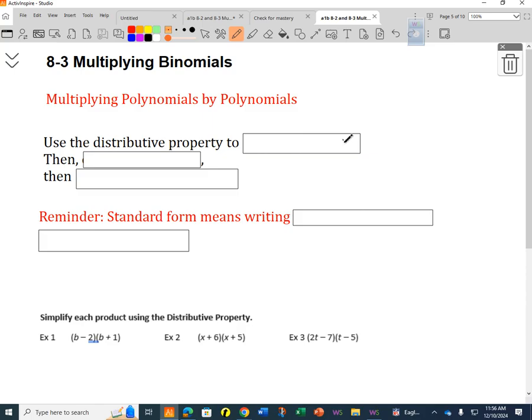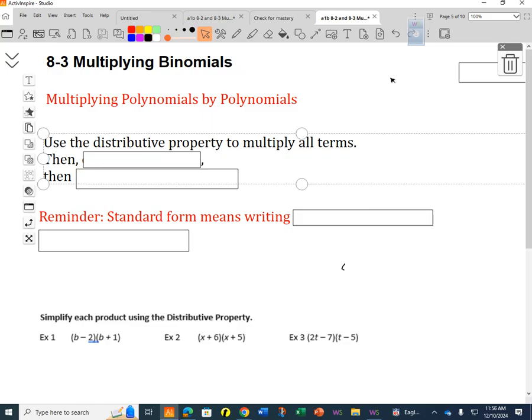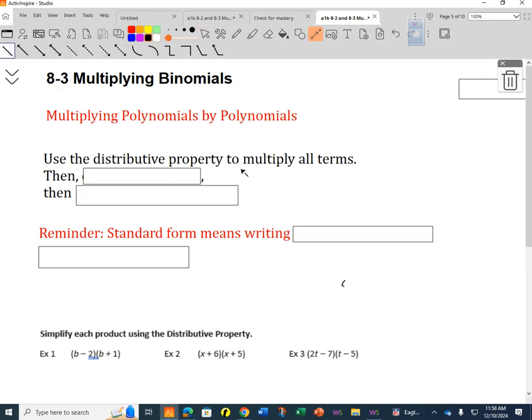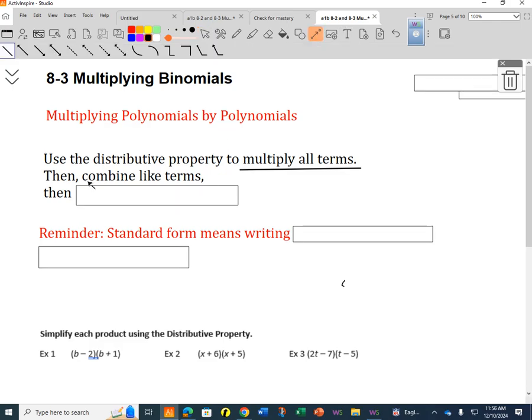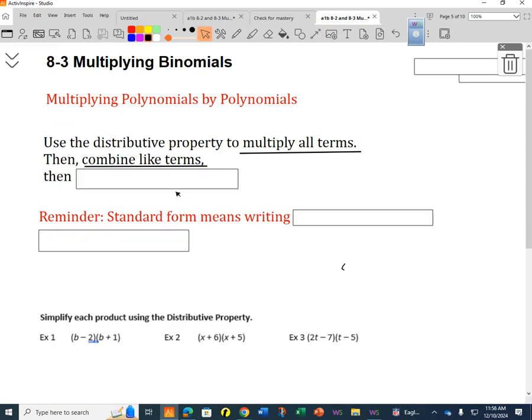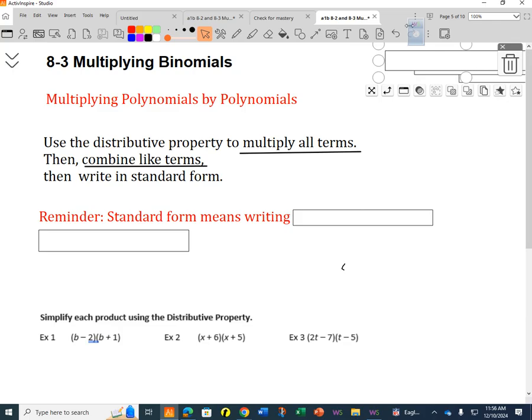Okay. And the way that we multiply any polynomial by any polynomial is use a distributive property, just like we did yesterday. So we're going to use a distributive property to multiply all terms. Then we're going to combine like terms. So anything that can be combined, we're going to combine that. And then at the end, we're going to make sure it's written in standard form, just like we did yesterday.